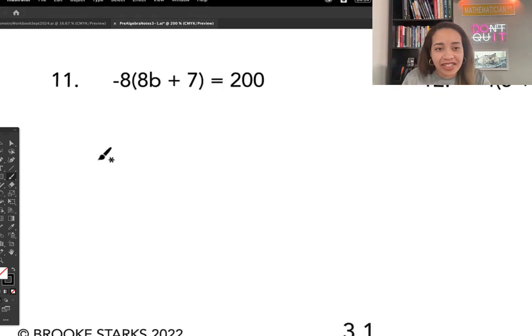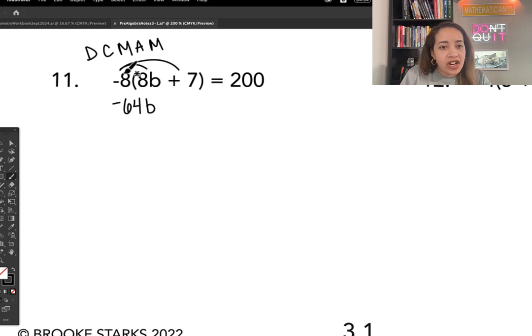Here is number 11. So we will remember to use that phrase, "Don't call me after midnight," to remind us of the steps. We know that we should always start by distributing. I do see parentheses, so I should take my negative 8 times 8b, and then I'll also do negative 8 times 7. Negative 8 times 8 is negative 64. 8 times 8 was 64, and then we saw different signs, so we do get a negative answer. We can write negative 64b, and then I'll do negative 8 times 7. Negative 8 times 7 is negative 56.